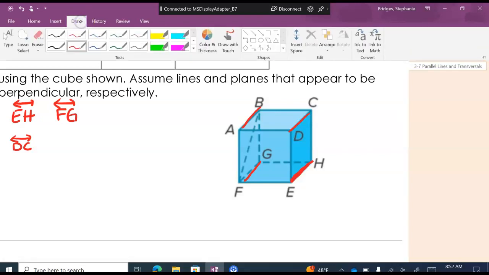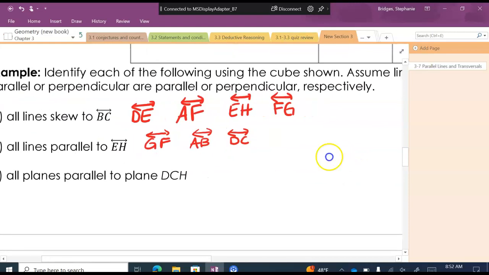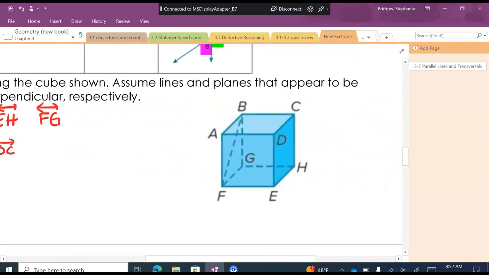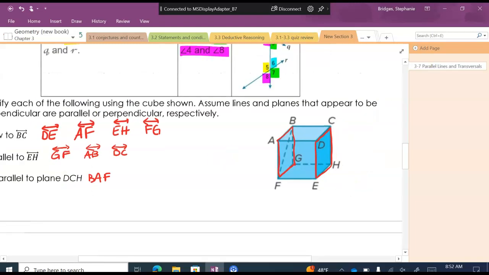All right, and then the last one on this wants us to name all planes parallel to DCH. So let's look at DCH. I'm going to highlight it. Here is plane DCH. How many other planes would be parallel to that? BAF, yes, or any combination of those letters. Okay, this is the only plane in this cube that is going to be parallel to it. You can call it BAF, BAG, GFA, BGF, any combination of three of those letters. Everybody okay with that?